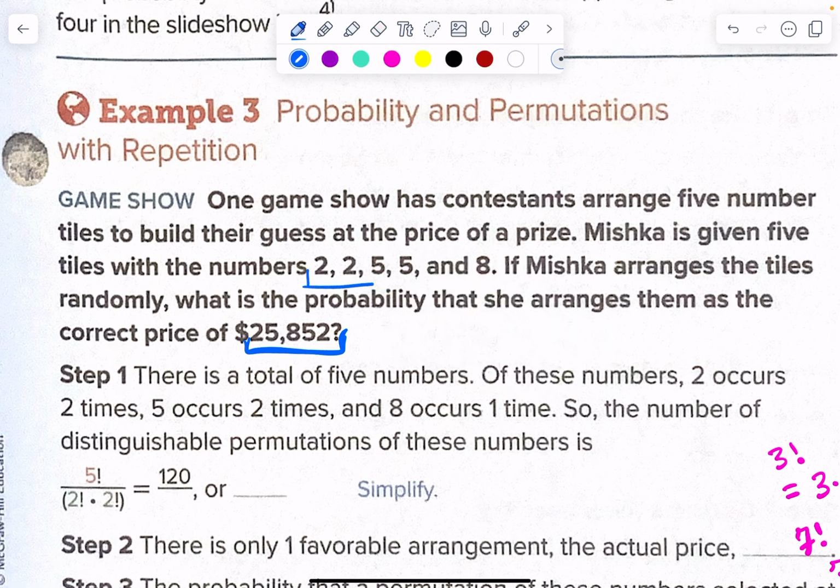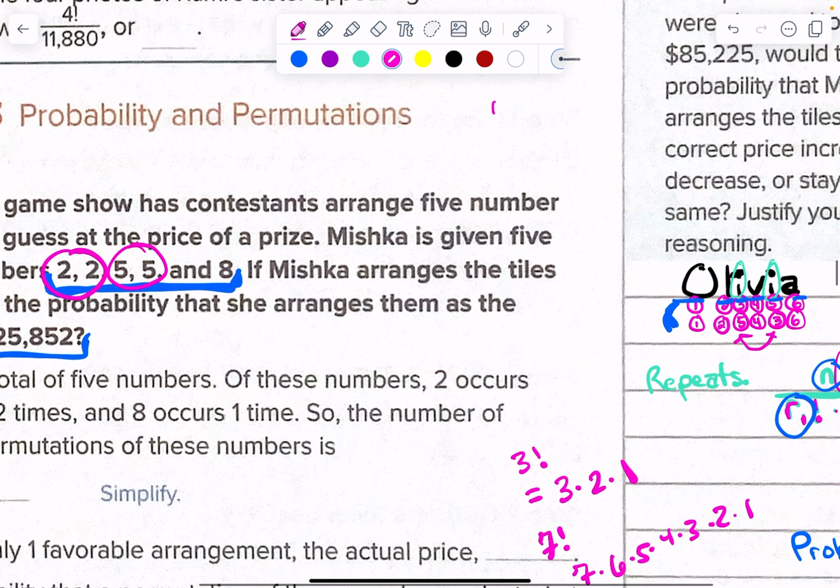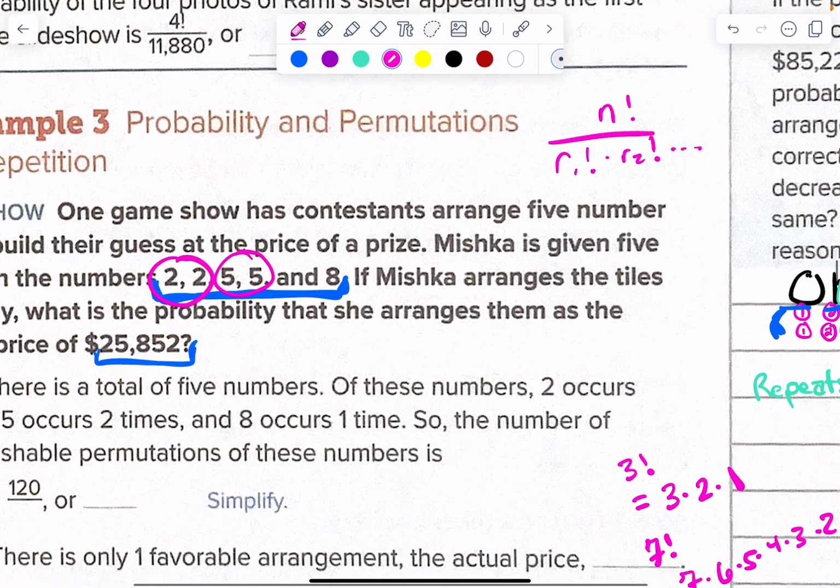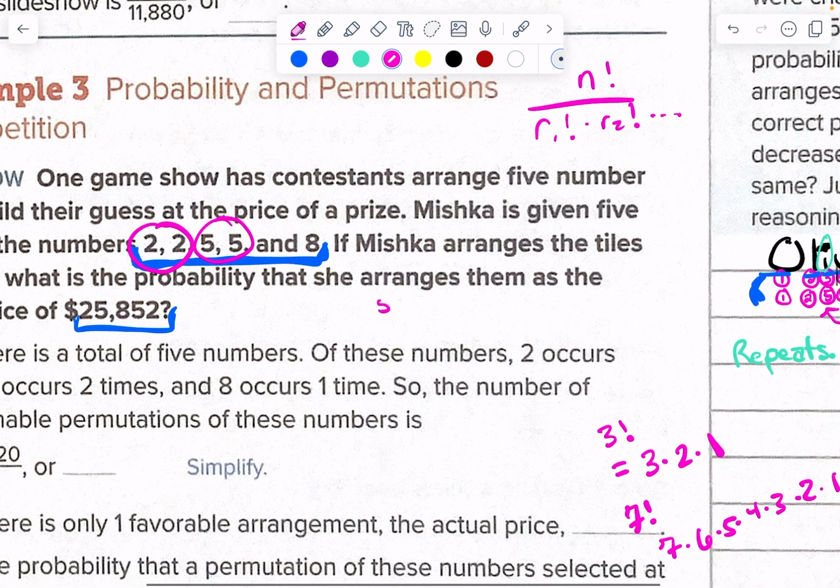All right, we want to first figure out how many different ways we can arrange those numbers, but we have numbers that repeat. They are 2 and 5, right? So we have n factorial over r1 factorial times r2 factorial, etc. What is n in this case? 5 different numbers, right? 1, 2, 3, 4, 5. So 5 factorial. Now, the first number that repeats is 2. How many times does it repeat? Twice. So we have 2 factorial. Times the next number that repeats, which is 5. So what do we put down here? 2. We still put 2 factorial because it's the number of times it repeats, not the actual number, right?